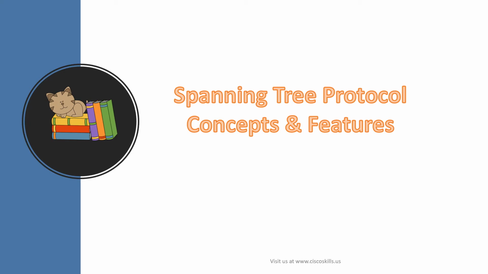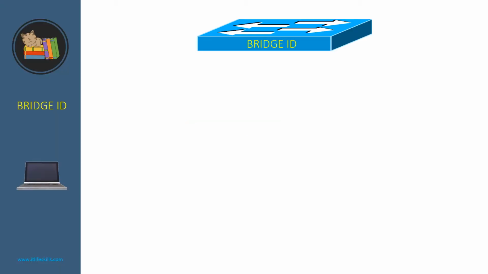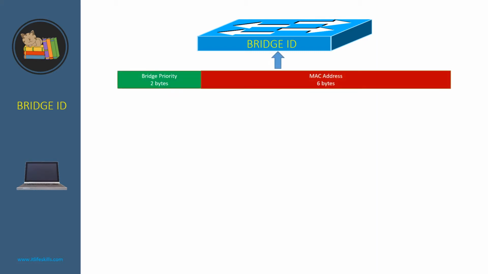In this lesson, we learn about spanning tree protocol concepts and features. Spanning tree protocol uses bridge ID to identify a switch. Bridge ID is 8 bytes long and contains two parts. The first one is a bridge priority and the second one is a MAC address. The MAC address is 6 bytes long and unique among all switches.